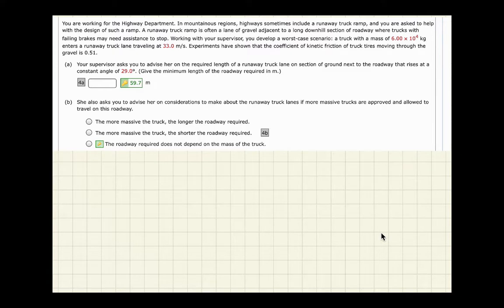Continuing on, now we work for the highway department. Hello, highway department. Thank you for hiring me in uncertain times, no less.